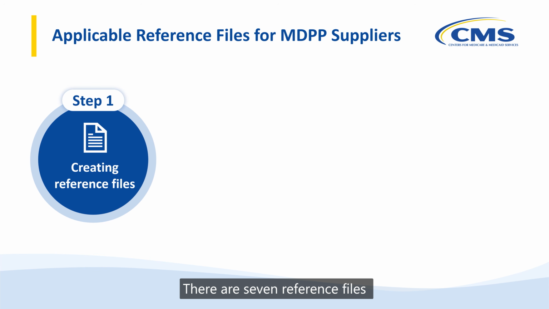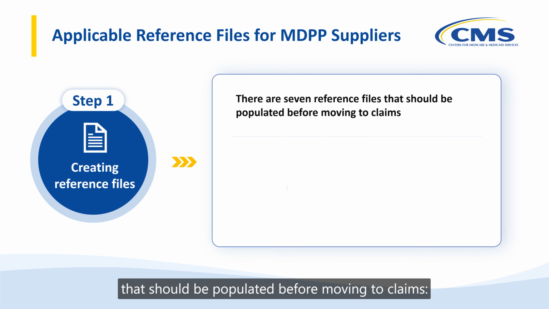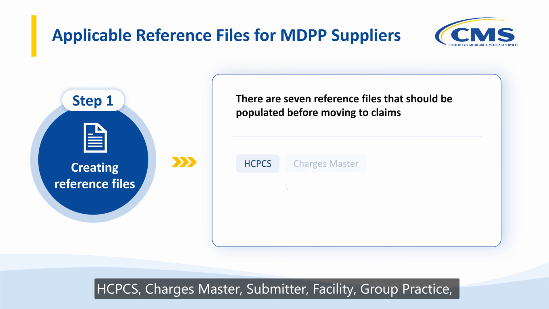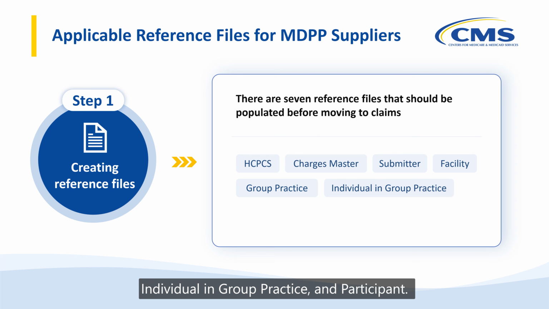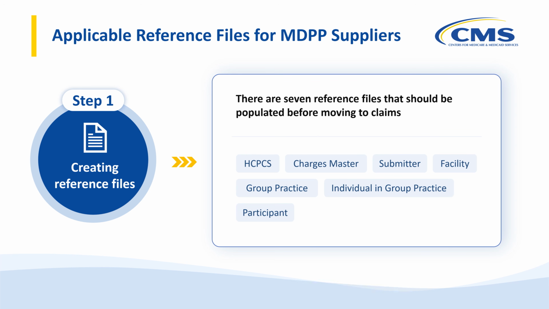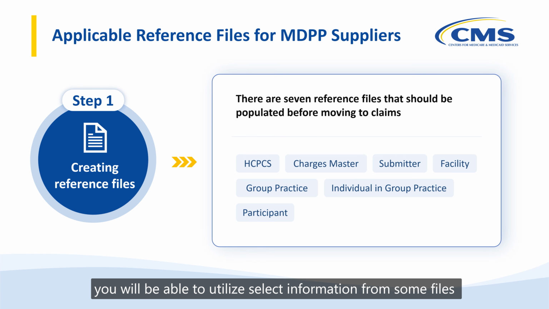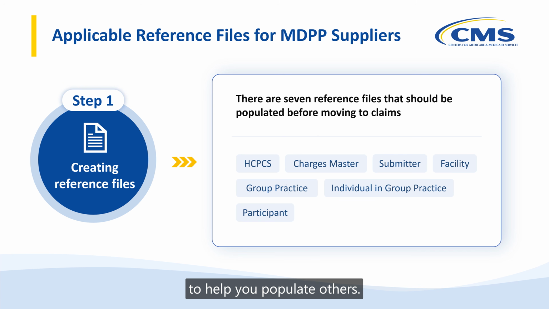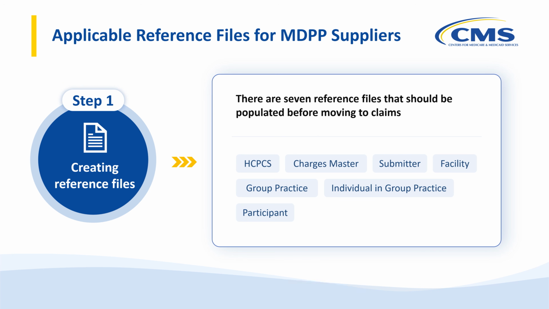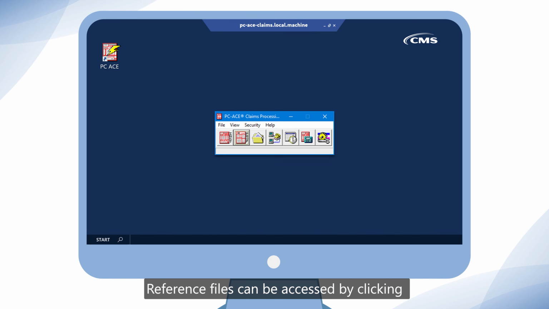There are 7 reference files that should be populated before moving to claims: HCPCS, Charges Master, Submitter, Facility, Group Practice, Individual and Group Practice, and Participant. As you move through populating each reference file, you will be able to utilize select information from some files to help you populate others. Reference files can be accessed by clicking on the Reference File Maintenance icon within the main toolbar of the PCA software.